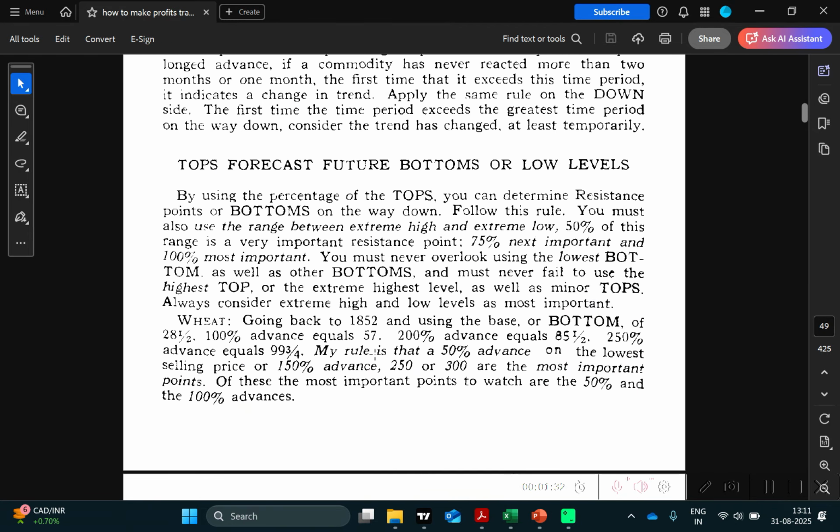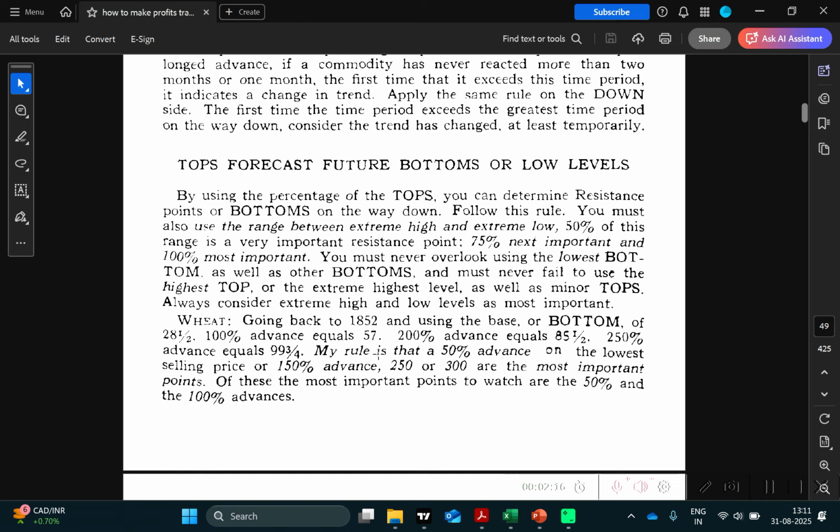Now let's see what he says on this page. The tops forecast future bottoms or low levels. By using the percentage of the tops, you can determine the resistance points or bottoms on the way down. Follow this rule. You must also use a range between extreme high and extreme low. So 50% of this range is a very important resistance point. 75% is the next important and 100% is the most important. You must never overlook using the lowest bottom.